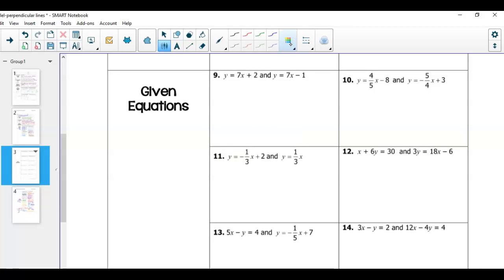So for number 9, I can look at these 2 lines, find my slope, see that my slope is the same. And remember that if they have the same slope, these are parallel lines. And that's all you would need to do. There's no work. You don't have to graph these. You can, of course, to see that, but you wouldn't need to. If you remember that the slope is the same, that means they're parallel.